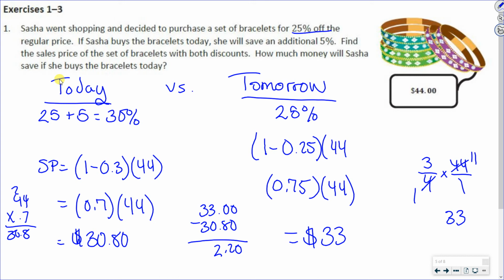Okay? That's not a bad deal. But she's just got to determine, is it better for her to purchase them today, or is it going to be better for her to purchase them tomorrow? Okay? All right. Let's move on to question number 2.